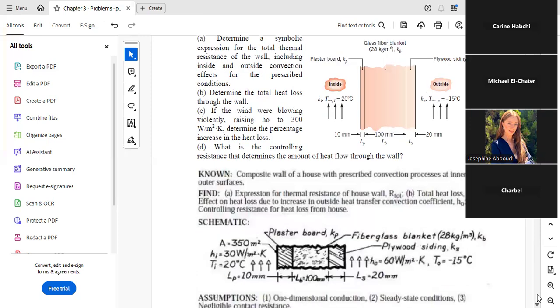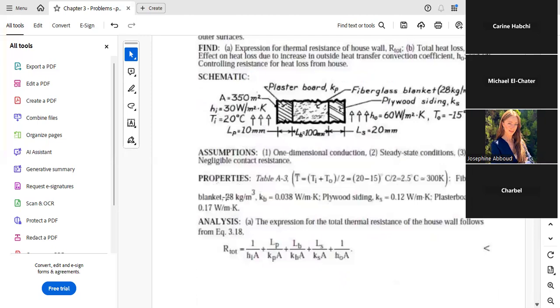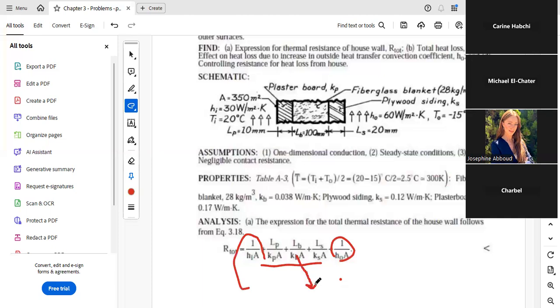So first, you draw your circuit as usual, and you can get the total resistance. And here you can compare, if you want, the resistance values. You have the convective resistances, and you have the conduction resistances. If the conduction resistance is dominant, this is a good sign of insulation, okay?